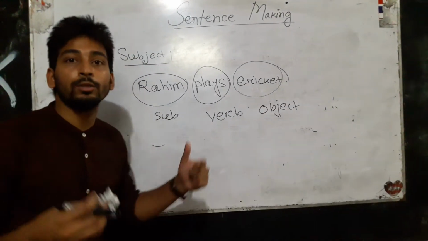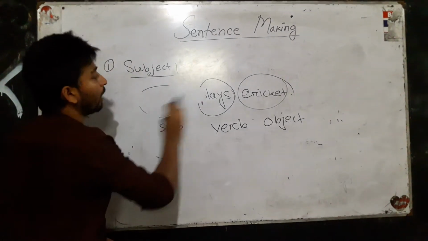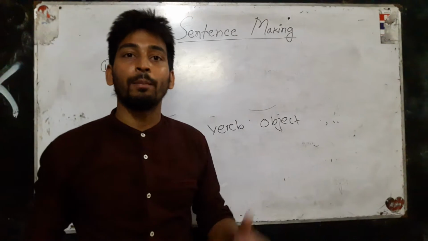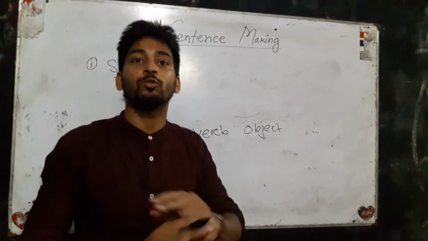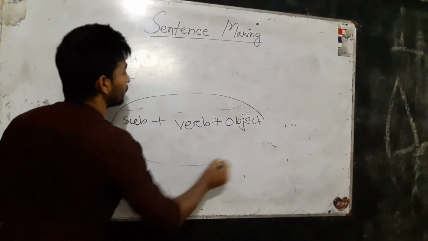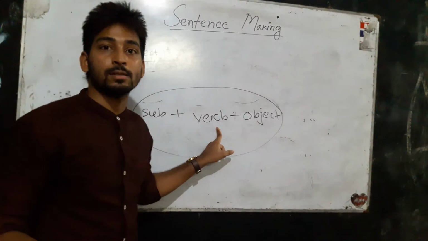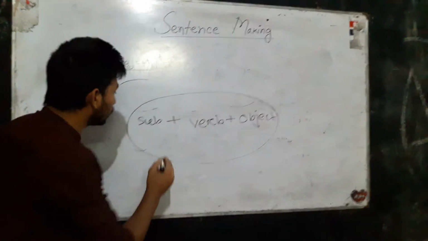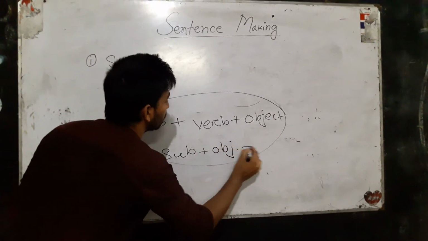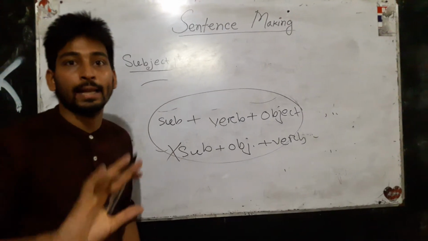Now, how can we use this subject, verb and object to make a sentence? So guys, I have to write a structure. If you use this structure for making a sentence, you can make sentences very easily. Just like subject, verb and object. You have to use this structure for making a sentence. But don't use this structure. It's totally incorrect. You cannot use it.